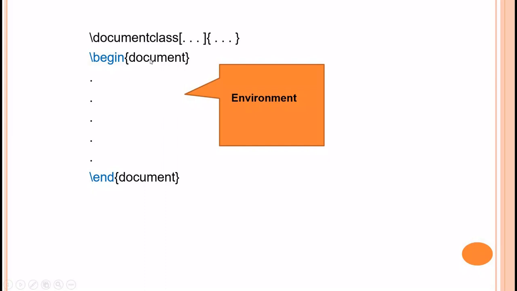And the document class will explain what type of document you want to create, like you want to write an article, you want to write a letter, or you have to follow some particular format of a journal. So all these things can be defined in these particular brackets. So it is the simple layout of LaTeX.